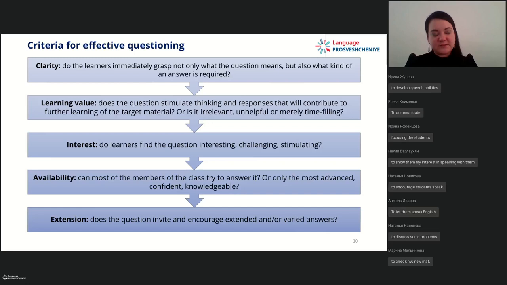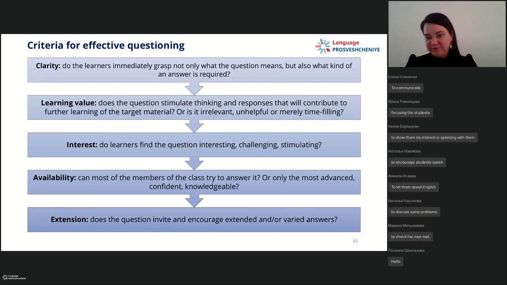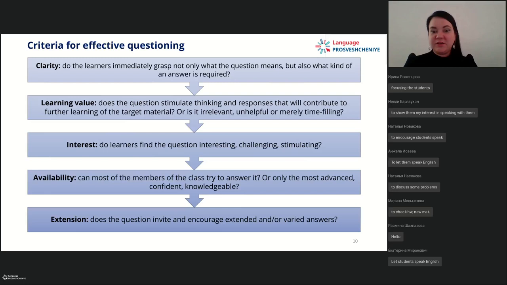Then point number two is learning value. Does the question stimulate thinking and responses that will contribute to further learning of the target material? Or is it irrelevant and helpful and merely time filling? Then interest. Whether learners find the question interesting, challenging, stimulating, availability. In other words, can the biggest part of the group complete the task, or is this question aimed only at the most advanced, confident, and knowledgeable students? And finally, extension. Does the question invite and encourage extended or varied answers?